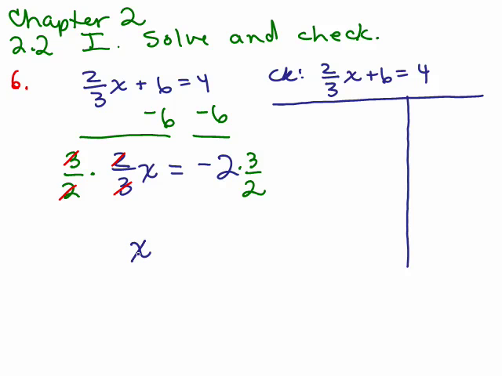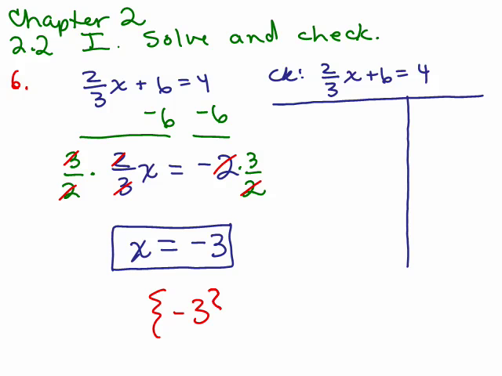I want just 1x. And over here we have a negative times a positive. And let's see, the 2's cancel, right? So you will just have negative 3. So it looks like the answer is negative 3. And if you were to write this as a solution set, after we check it, we'll know for sure. If it checks, the answer is negative 3.